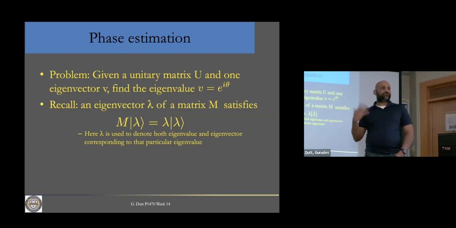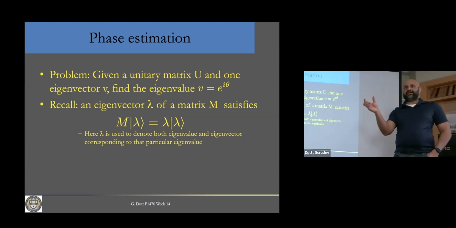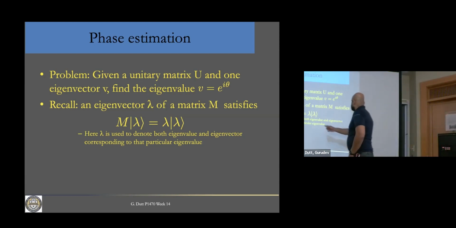So if you apply X to the plus state, you get plus times plus, or plus one times plus. And if you apply X to the minus state, you get minus one times the minus state. So the state remains the same, except it's multiplied by a constant. And that constant, or that value, is called the eigenvalue.